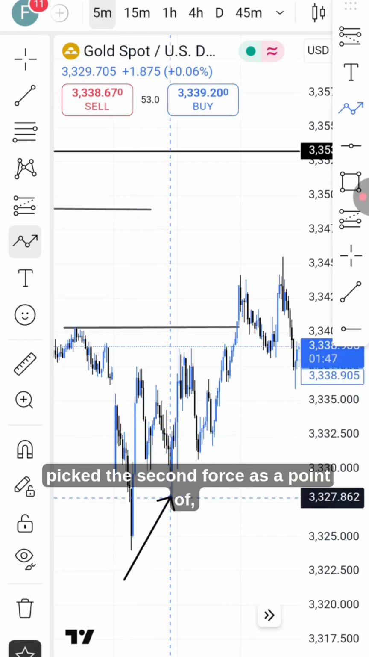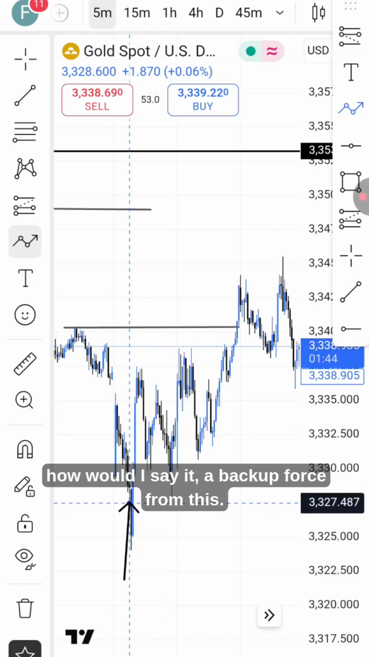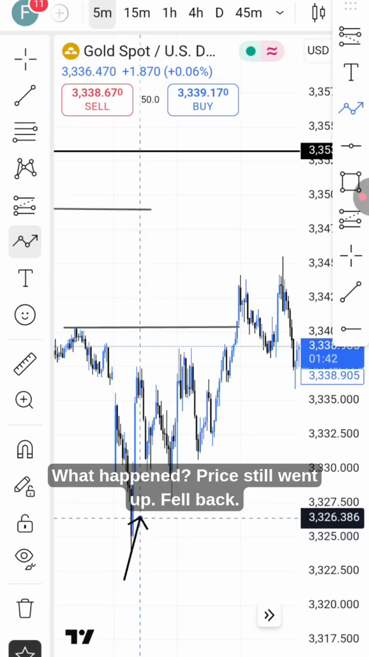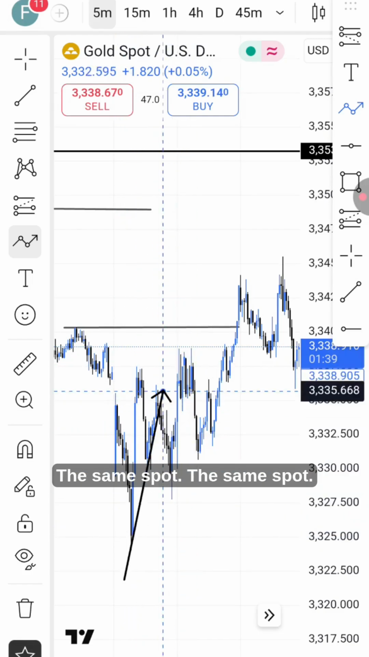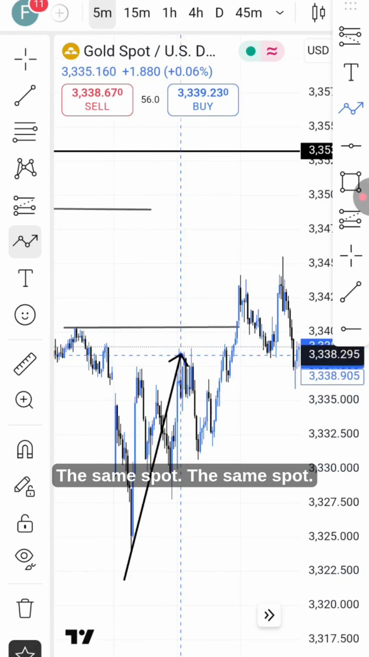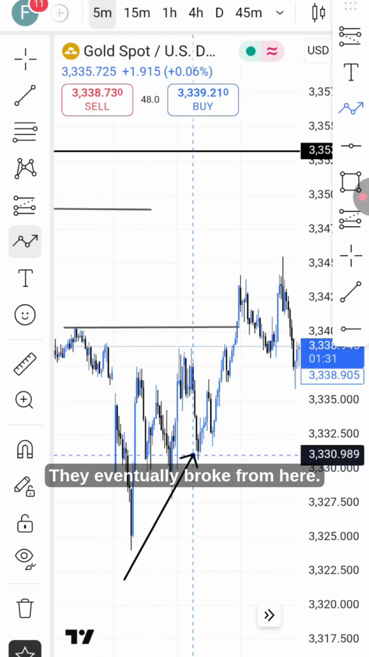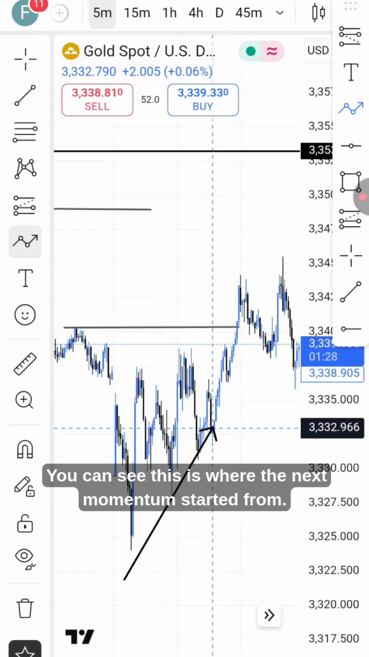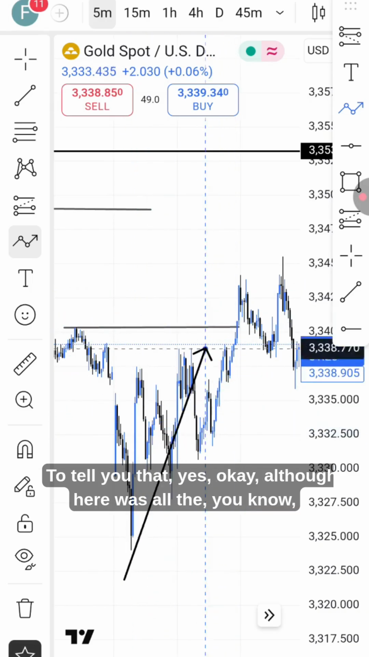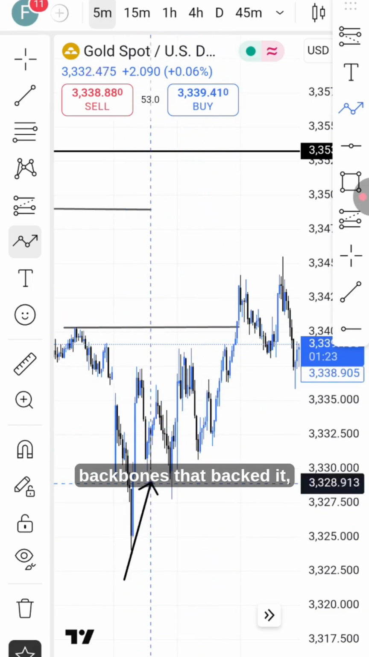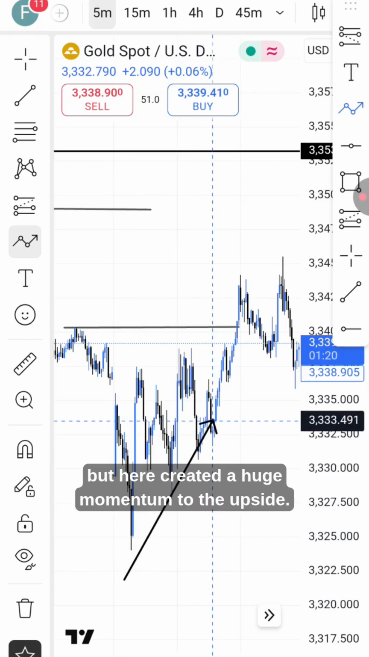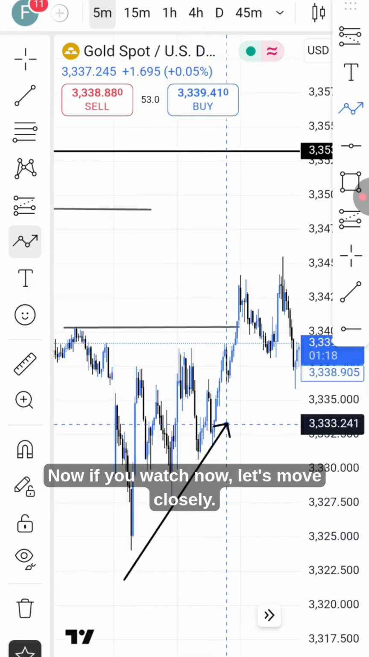It came here again, picked the second force as a backup force from this initial start. What happened? Price still went up and fell back. If you hold the same spot, they came down here, still using this as a backbone. They eventually broke from here. You can see this was where the next momentum started from. So this was a result of this break. Although all these were the backbones that backed it, here created a huge momentum to the upside.